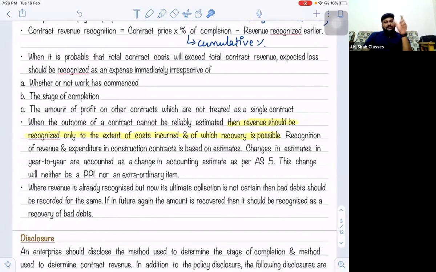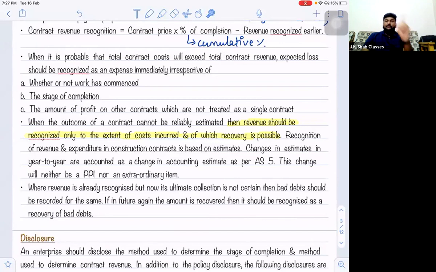Say, for example, some escalations were accepted by the contractee, and you recorded that escalation as revenue in your books of accounts. But later the contractee said that I will not pay you. At the time of raising the claim, it was certain. But when collection was to be done, it is becoming uncertain. So you can record a bad debt for it. But if in the future the recovery is done, record it as bad debts recovered. Don't record it as a contract value now. Record it as bad debts recovered.